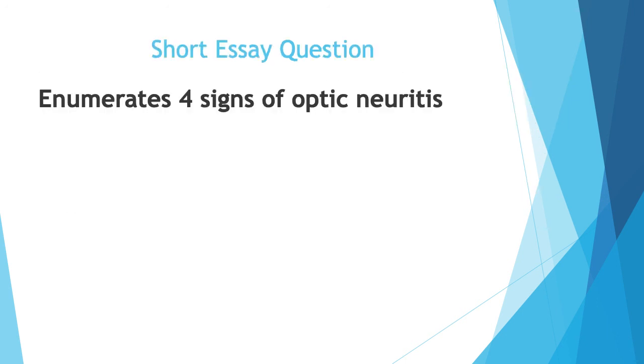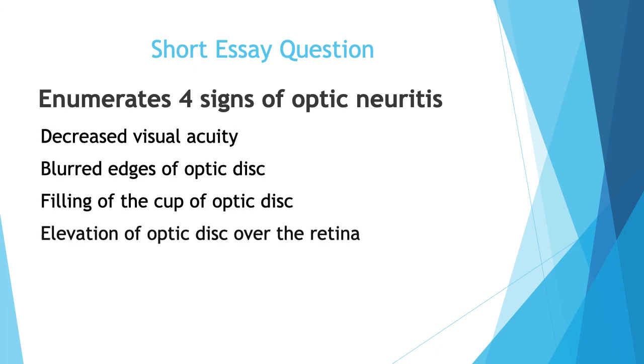Last thing, short answer questions, when it comes in the exam. We ask you to enumerate 4 signs of optic neuritis. We have many signs in optic neuritis as we spoke in the lecture. Could be decreased visual acuity, blurred edges of the optic disc, filling of the optic cup, elevation of the optic disc over the retina, not much elevation, but there is elevation, turbid vitreous, and tender globe while we move the eye, or pain on eye movement. So it means we have many signs, only 4 of them you will get the mark.